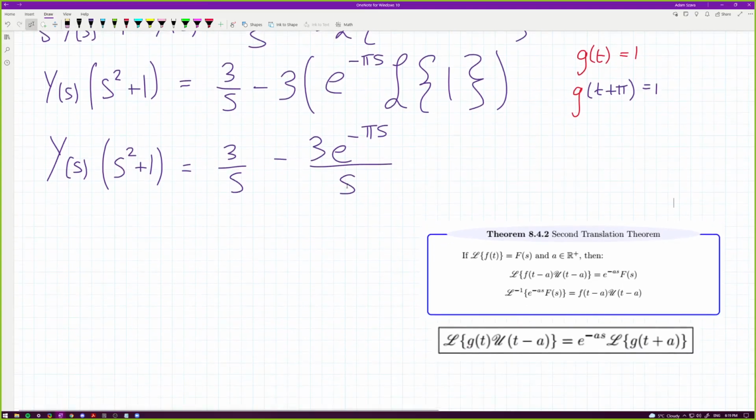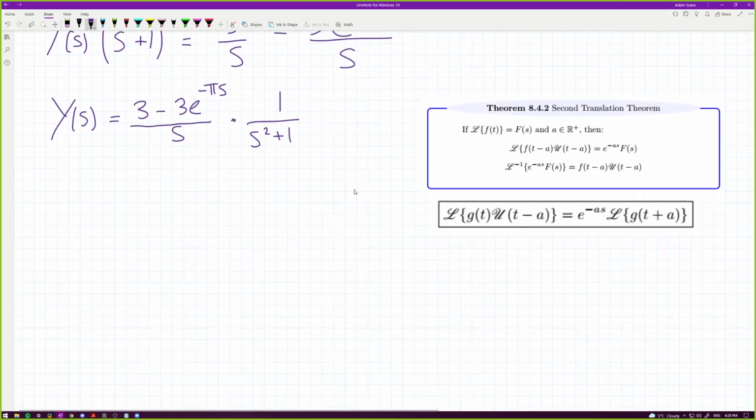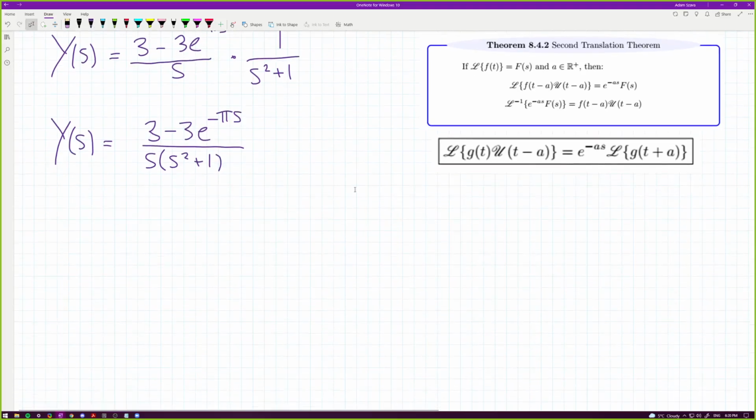So now we just want to simplify this for Y of s. So y of s equals, and now it's a common denominator here, so 3 minus 3e to the negative pi s over s, times 1 over s squared plus 1. Then we have just a nice Y of s equals 3 minus 3e to the negative pi s over s squared plus 1. Now we've got to take the Laplace inverse of this.